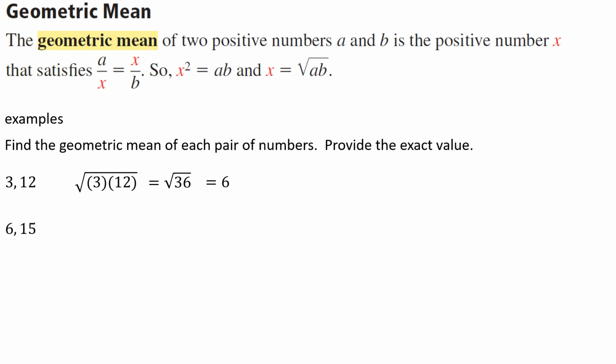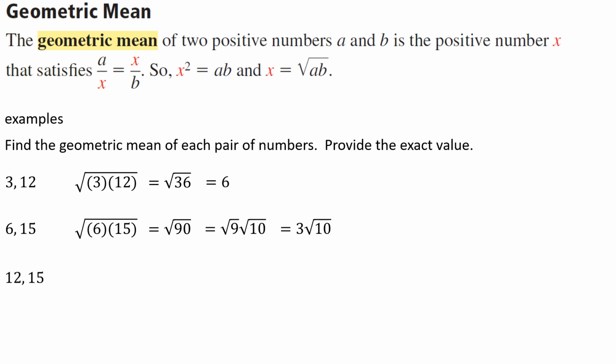What if instead I give you 6 and 15? Well, 6 times 15 is 90. Square root of 90? Well, let's try 9 times 10. Square root of 9 is 3. Square root of 10, we're stuck with that. So there's the answer.